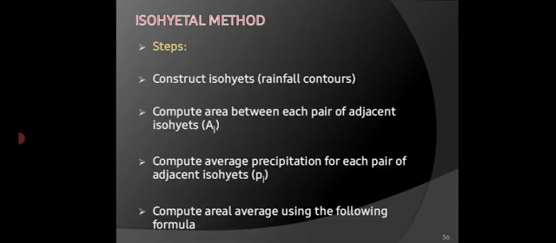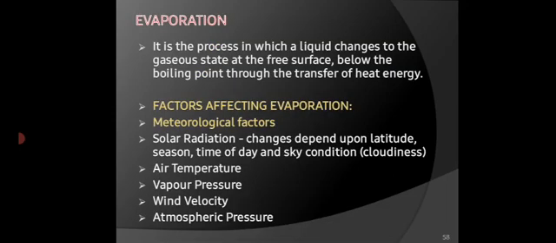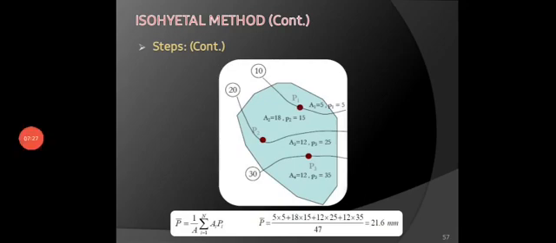Compute the areal average using the following formula. With the isohyetal method, the formula for average rainfall is P bar equals 1 by A, sigma i equals 1 to n, Ai Pi, right? So we have the area and the precipitation value, multiply them, sum it up, and divide by the total area of 47. So we get the average rainfall with the help of the isohyetal method. Right, so our next topic is hydrological parameters, which we will see in the next session.